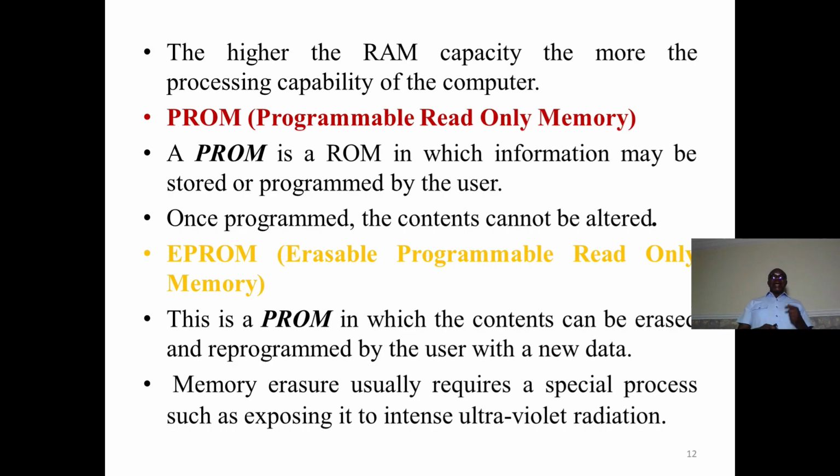Then, the higher the random access memory capacity, the more the processing capability of the computer. In other words, when you want to buy a computer, you have to know the capacity of the RAM and know that the higher the capacity, the better the processing capability of your computer.